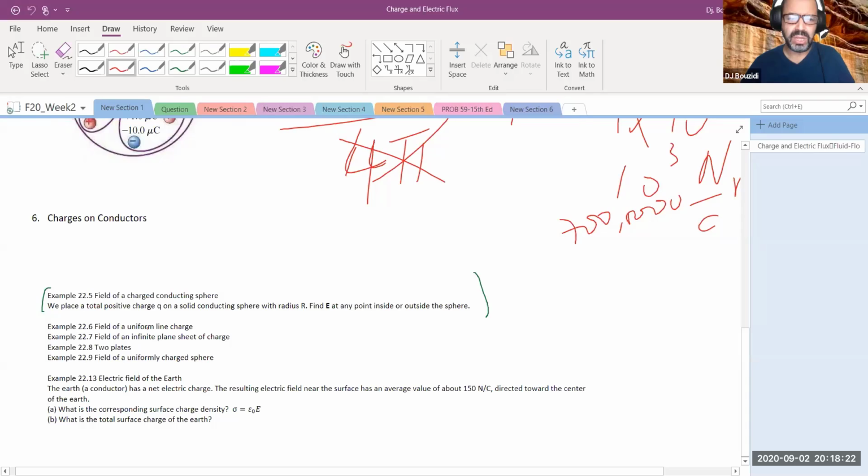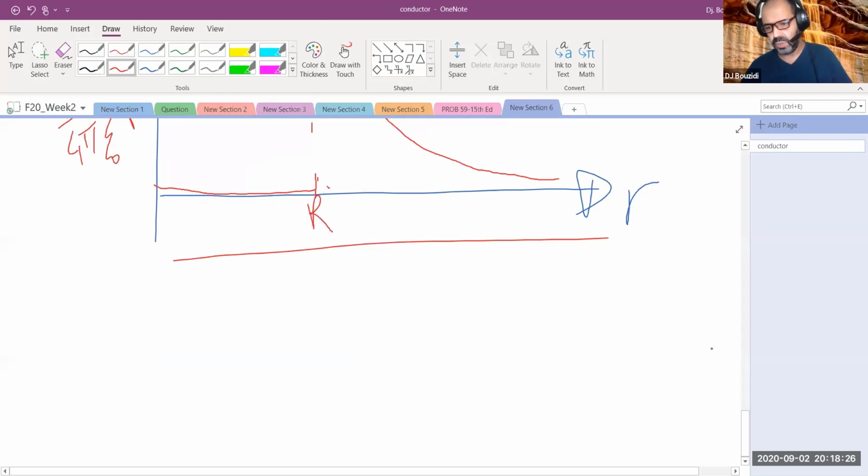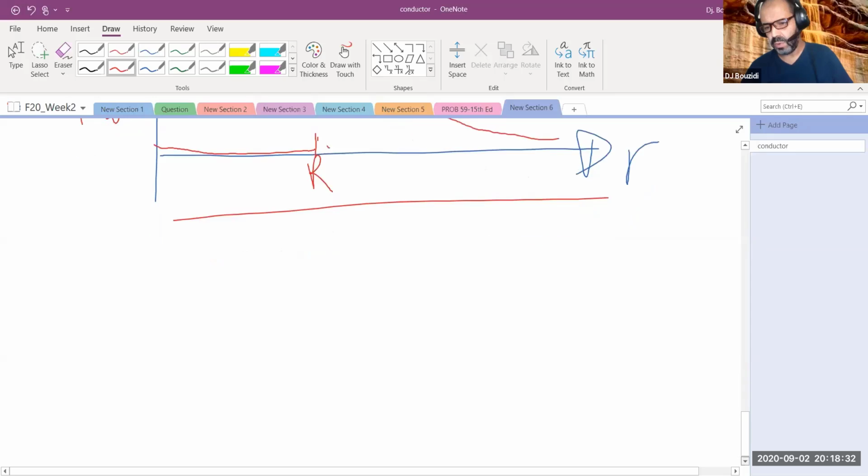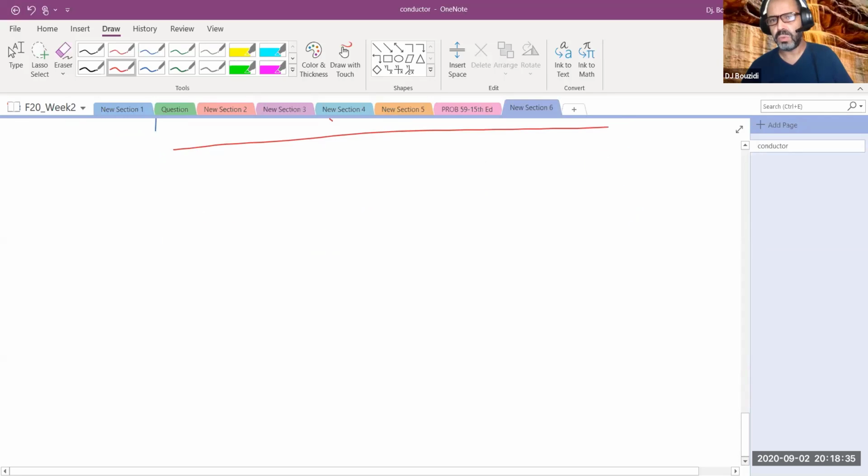Problem 22.6. We have a field of uniform line charge. This is a very important example. I want you to really pay attention to it and remind me, okay, around 1:35 at most. We're going to break down into those problems. We want to see real problems from the end of the book and how to do them, okay?